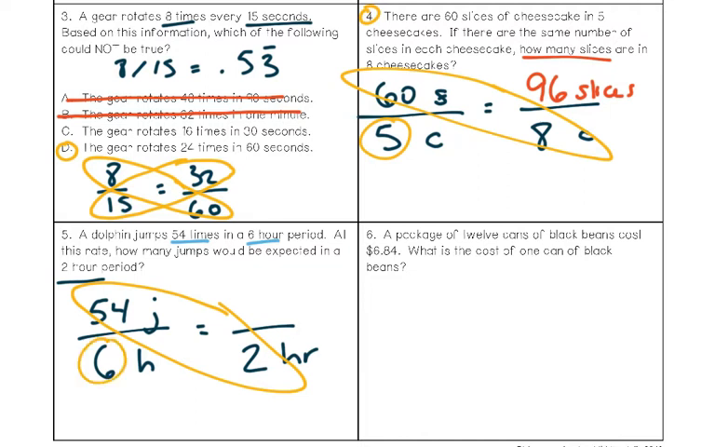So 108 divided by 6 gets me 18. Since the question says how many jumps would be expected in a 2-hour period, 18 jumps is my final answer.